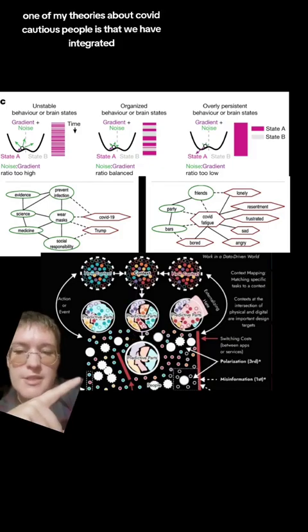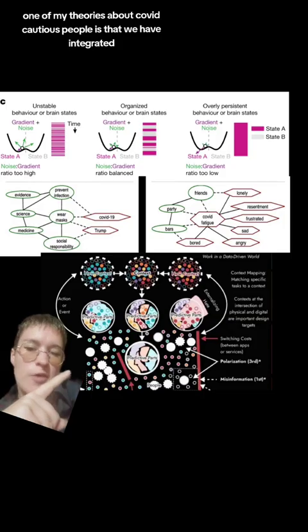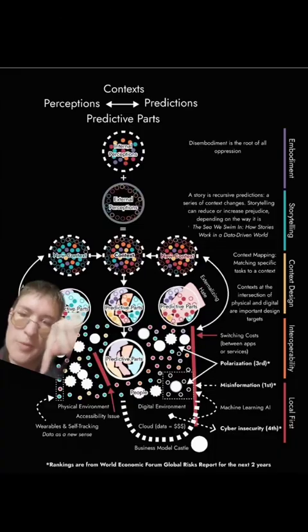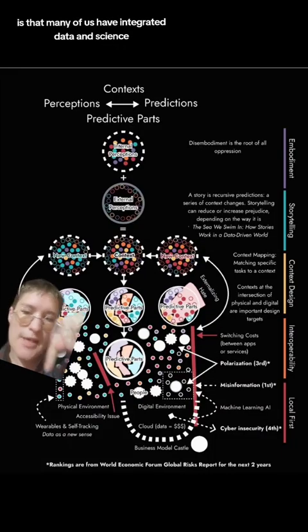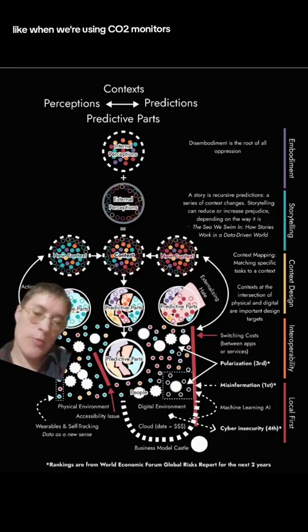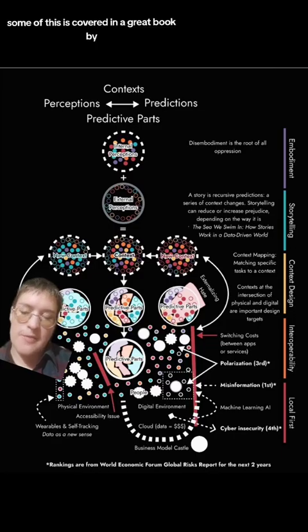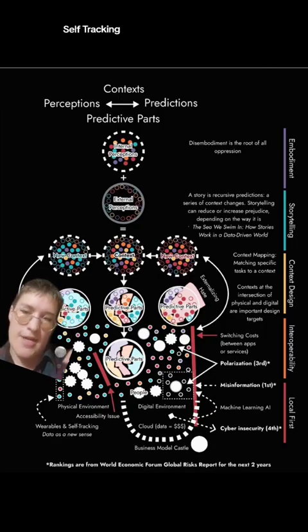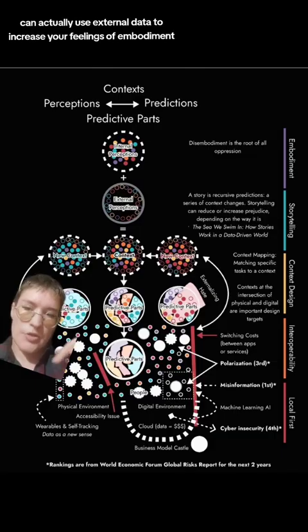One of my theories about COVID cautious people is that many of us have integrated data and science as part of our perceptions, almost like a new sense that we have, like when we're using CO2 monitors. Some of this is covered in a great book from MIT called Self-Tracking. You can actually use external data to increase your feelings of embodiment.